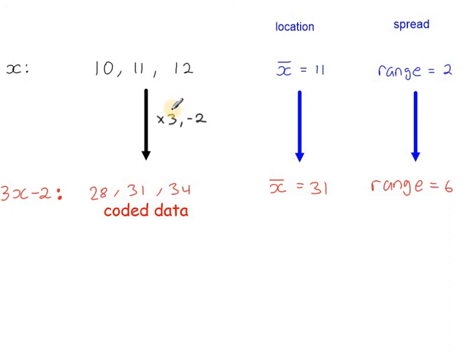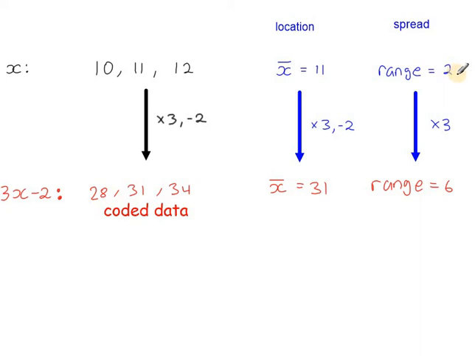Now we're coding the data by multiplying all of the original data by 3, and then we're subtracting 2. So for example, 10 times 3 is 30, minus 2 gives us 28. So the original data represented by x multiplied by 3, so that's 3x minus 2. So here's the coding. Coded data, coded mean, coded range. So for the mean, we're doing exactly the same as the coding here. We're multiplying by 3 and subtracting 2. So 11 times 3 minus 2 gives us 31.